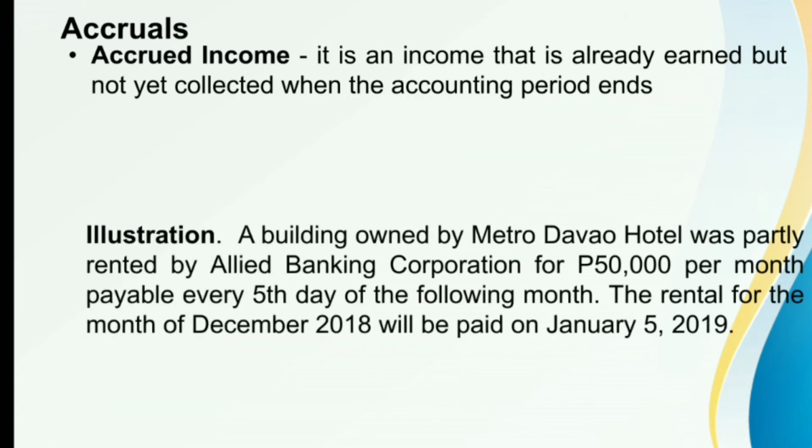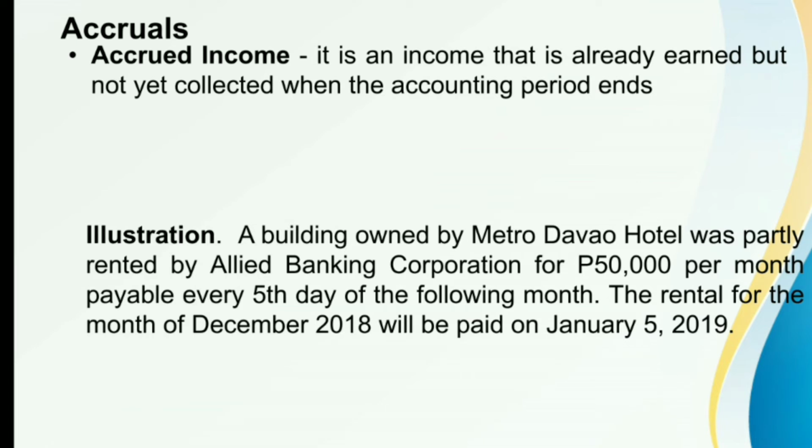So say for example, a building owned by Metro Davao Hotel was partly rented by Allied Banking Corporation for 50,000 pesos per month, payable every 5th day of the following month. So the rental of the month of December 2018 will be paid on the 5th day of January 2019. So in this illustration, the building owner, which is Metro Davao Hotel, meron na siyang income from rent by December 31, 2018, which is 50,000. Kaya lang, hindi pa niya makolect kasi nga yung agreed payment date nila is on the 5th day of the following month, which in this case is January 5, 2019.